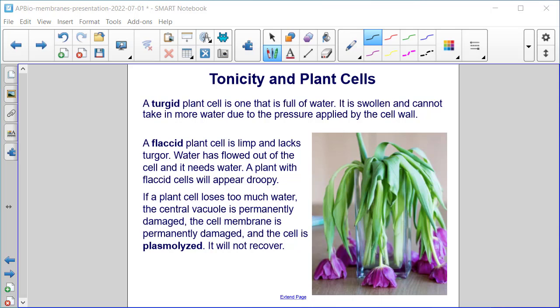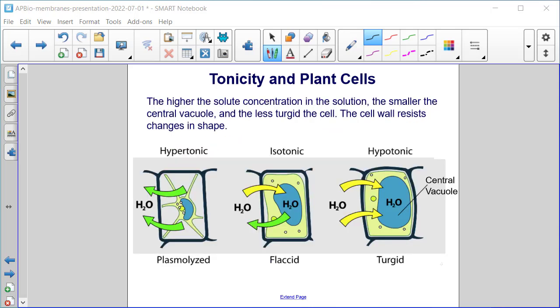If a plant cell loses too much water, the central vacuole is permanently damaged, the cell membrane is permanently damaged, and the cell is plasmolized. It will never recover. The higher the solute concentration in the solution, the smaller the central vacuole and the less turgid the cell. The cell wall resists changes in shape. So you can see in this hypertonic solution, water goes rushing out. We don't have enough water and we end up with a plasmolized cell.